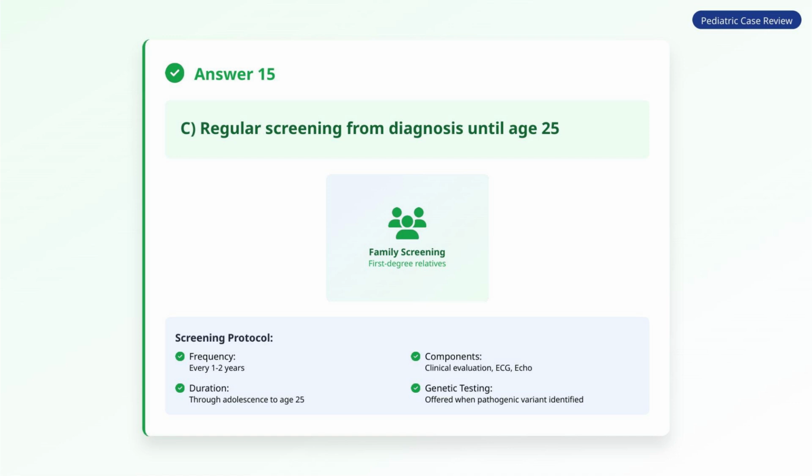First-degree relatives should undergo clinical evaluation, ECG, and echocardiography every 1 to 2 years through adolescence and into early adulthood, as hypertrophic cardiomyopathy can develop during periods of growth. Genetic testing should be offered when a pathogenic variant is identified.